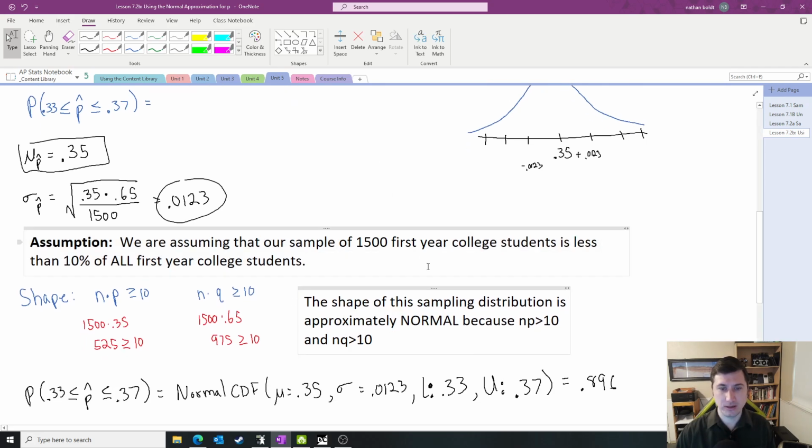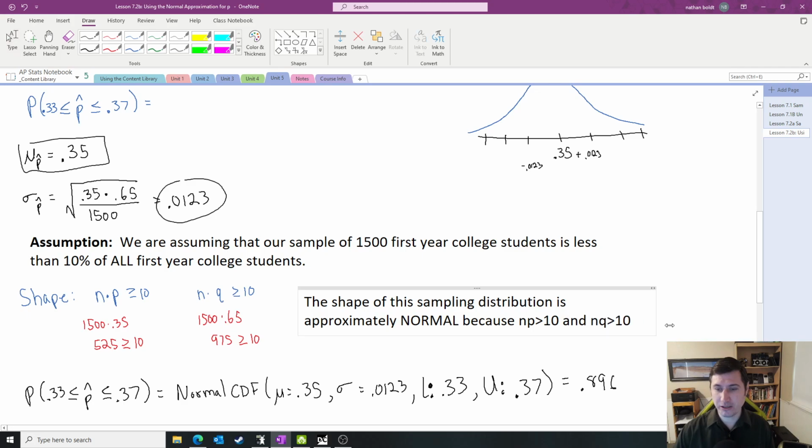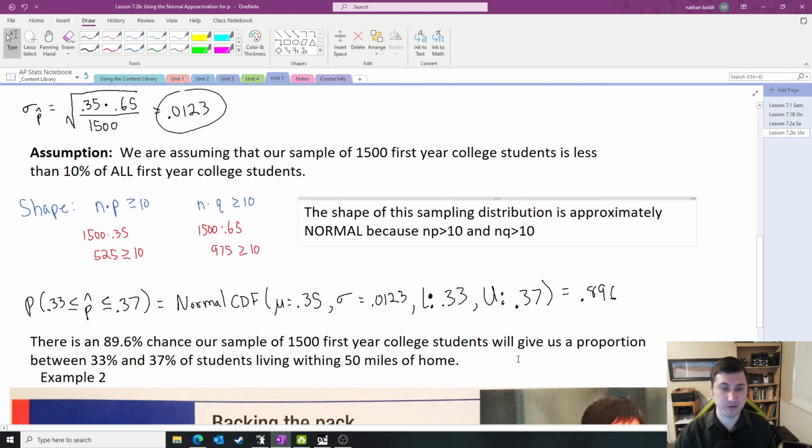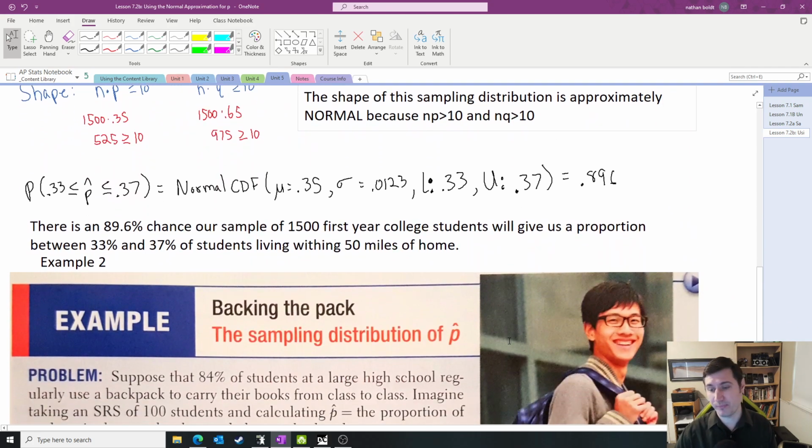Not sure. And then when you want to make sure this is normal, you have to do the n times p and the n times q to make sure that, yes, those are both greater than or equal to 10, meaning you've sampled enough people to make your sampling distribution normal.